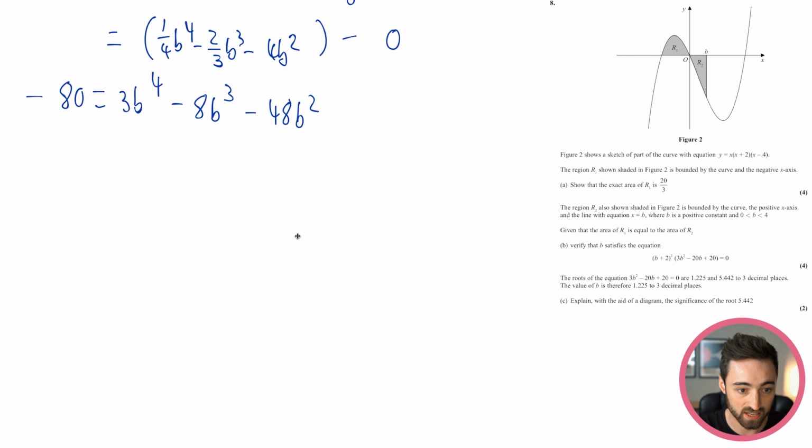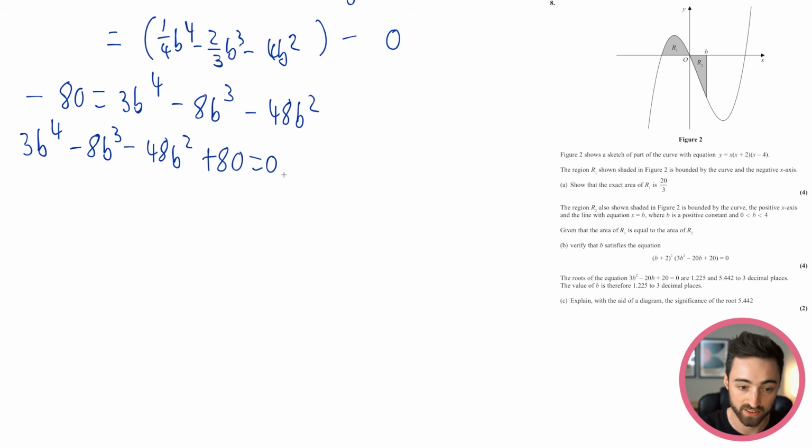So what I'm going to do is I'm going to make sure this is positive. So I'm going to get 3b to the 4. What b cubed term have I got? Minus 8b cubed minus 48b squared. And then I'm going to get a plus 80. And all of that is going to equal 0.